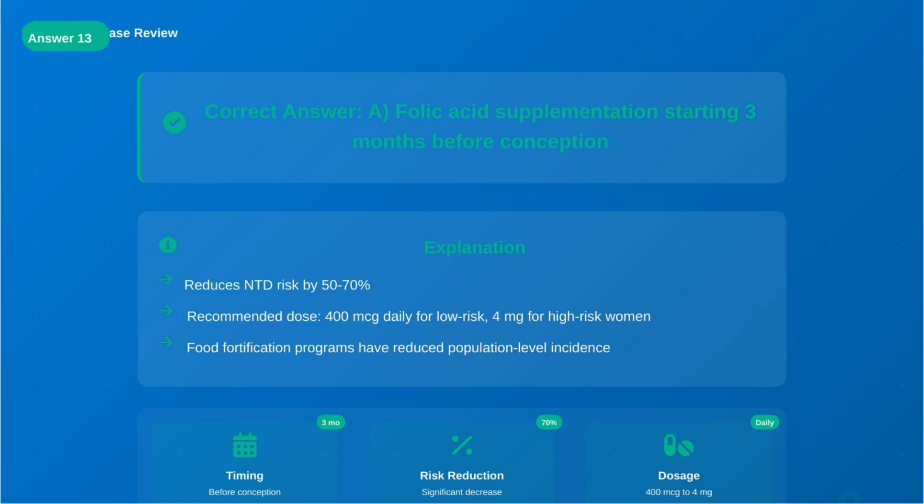Multiple studies have demonstrated that periconceptional folic acid supplementation reduces the risk of neural tube defects by 50 to 70%. The recommended dose is 400 micrograms daily for women at average risk and 4 milligrams daily for women with previous neural tube defect-affected pregnancies or those taking anticonvulsants. Supplementation should begin at least 3 months before conception and continue through the first trimester of pregnancy. Food fortification programs have contributed to significant reductions in neural tube defect incidence at the population level.